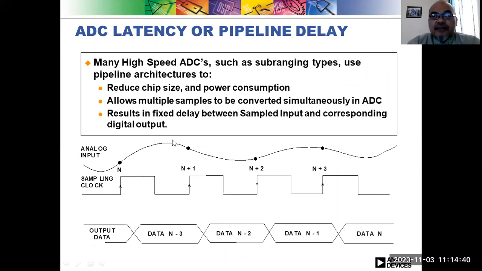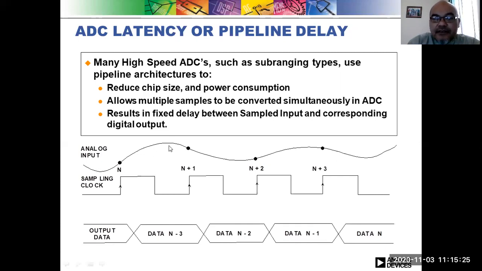In many high-speed ADCs, such as the sub-ranging type in the pipeline architecture, the second algorithm or architecture we had discussed, the pipeline is used to reduce the chip size because it is divided into two different ADCs, and also to reduce the power consumption. This allows multiple samples to be converted simultaneously in analog to digital conversion and results in a fixed delay between the sampled input and the corresponding digital output. So there is a fixed delay, what we call the latency, the delay between the input and the digital output.